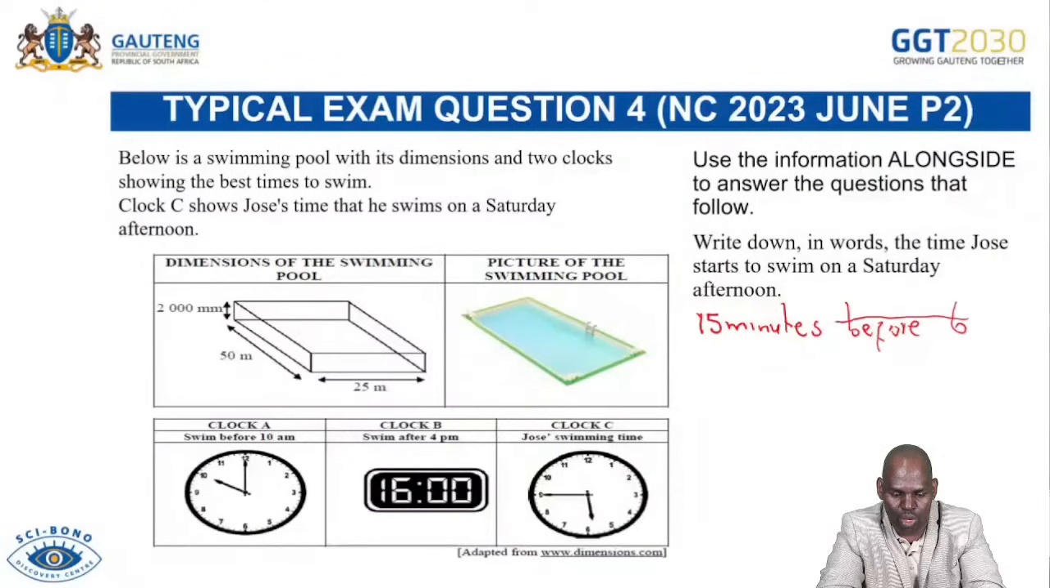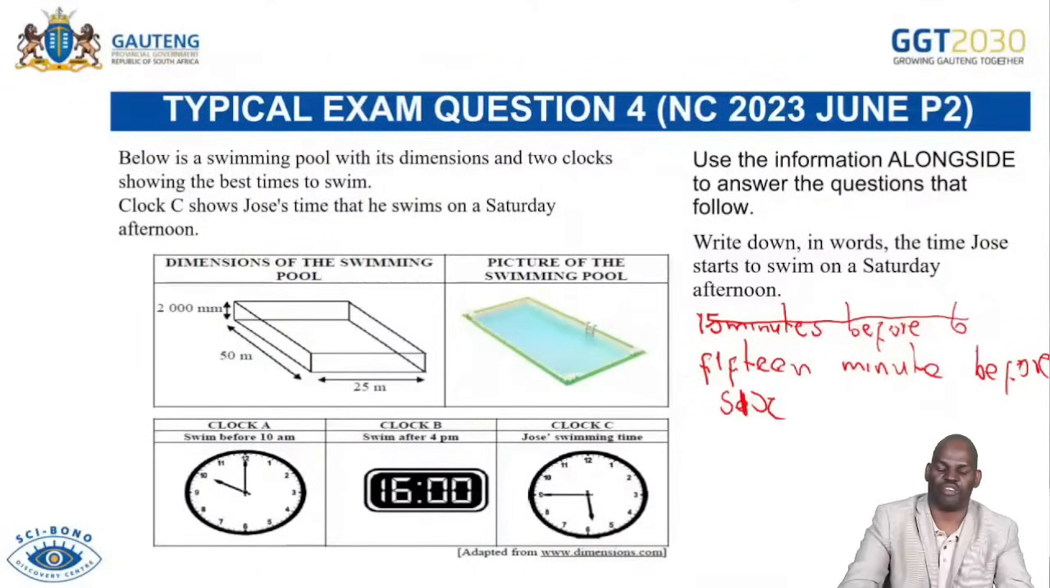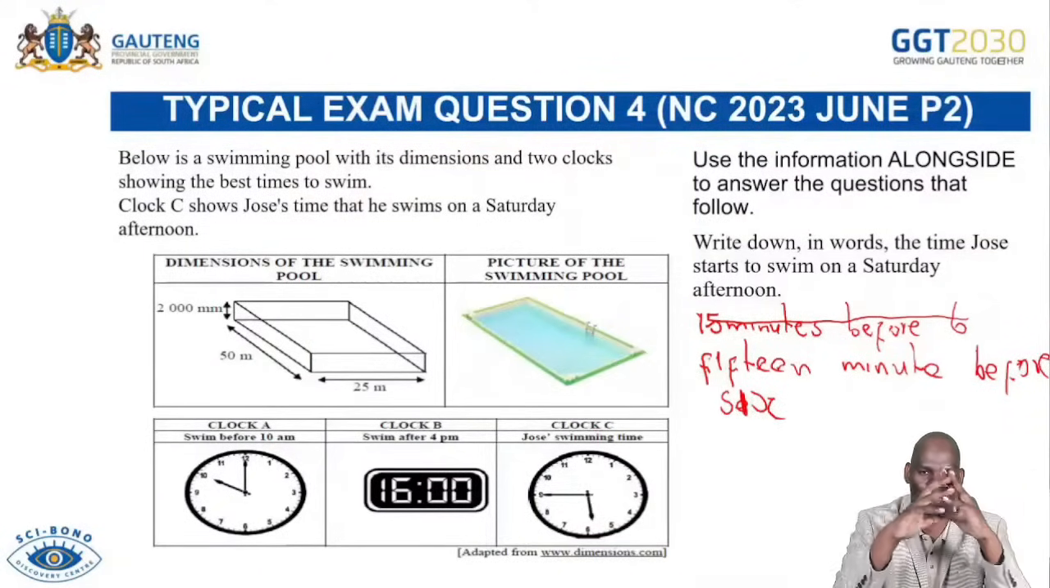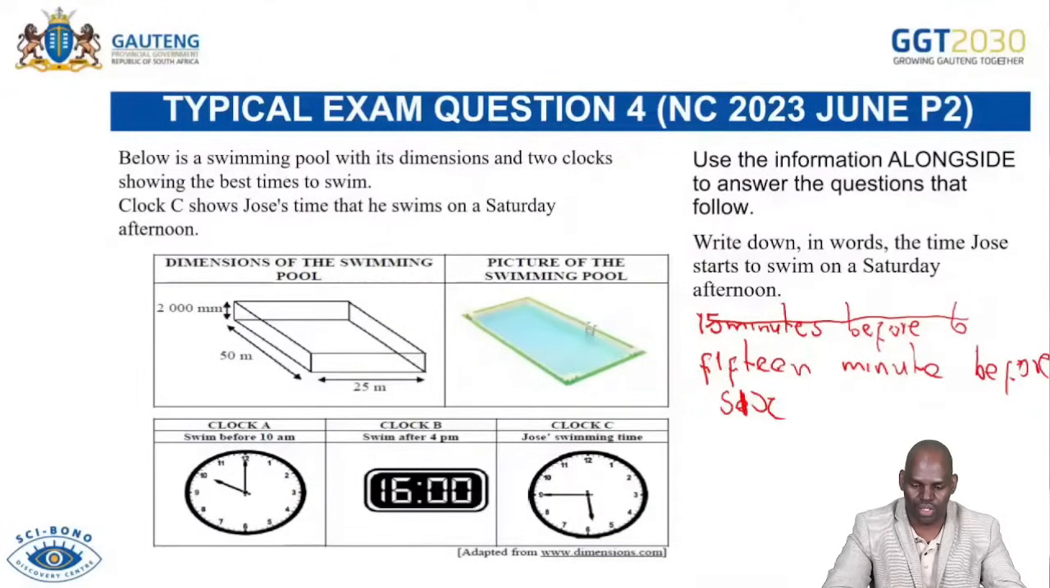Actually, everything must be in words. Sorry, because they say everything must be in words, so it's 15 minutes before 6. Everything must be in words, so we don't want to see numbers there. Or one can say it's 5:45. So can you see how easy it is?